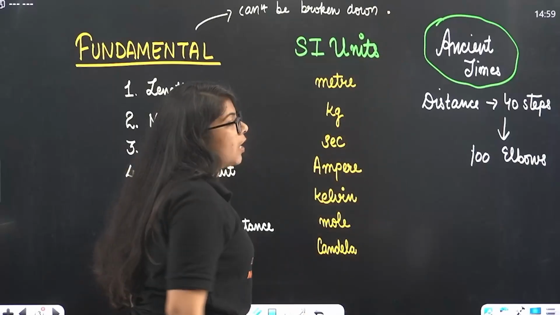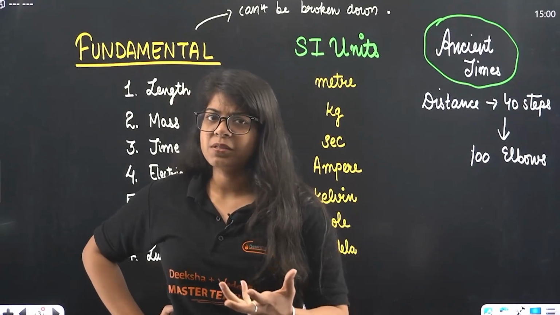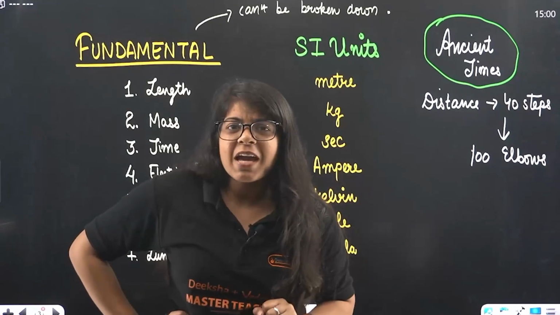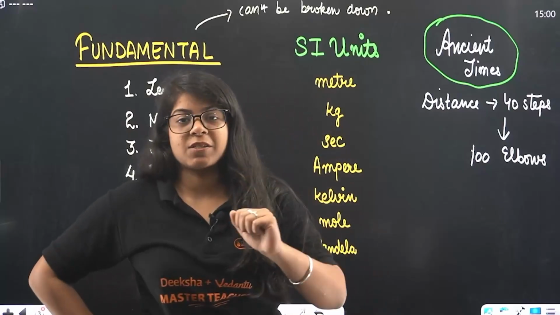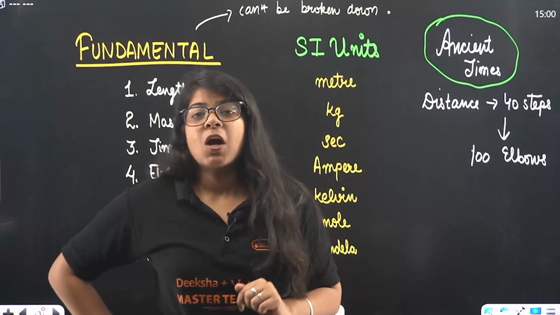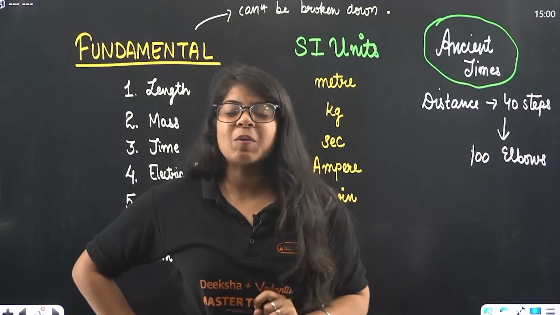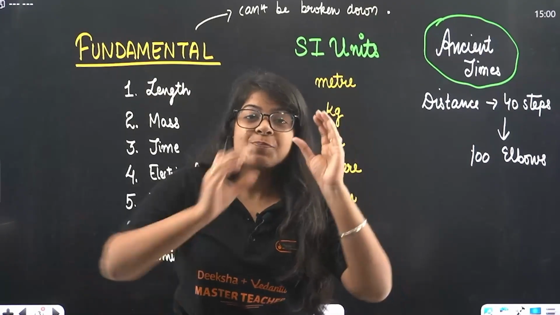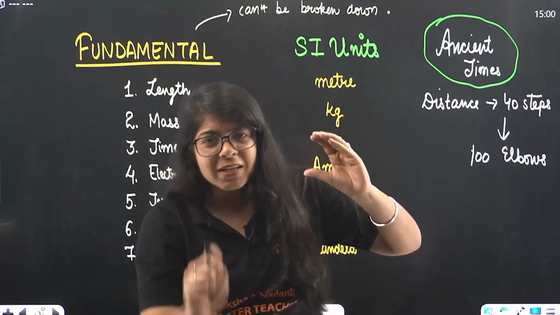So now beta, tell me, what is the formula of distance? Ma'am, there is no formula for distance. Distance is simply how much path we have covered. Exactly. So you cannot break down distance. Now tell me one more thing. What is the formula of velocity? Distance upon time. So speed can be written as distance over time, but distance cannot be written as anything further.